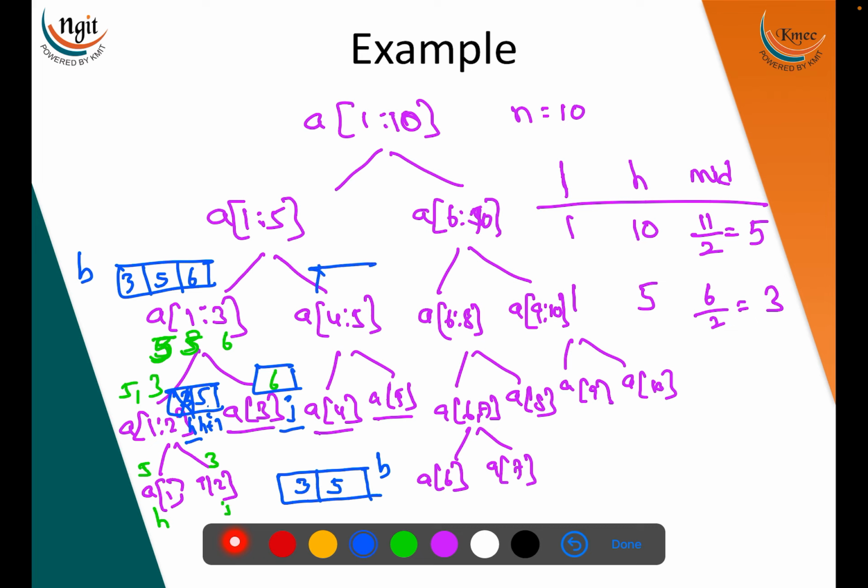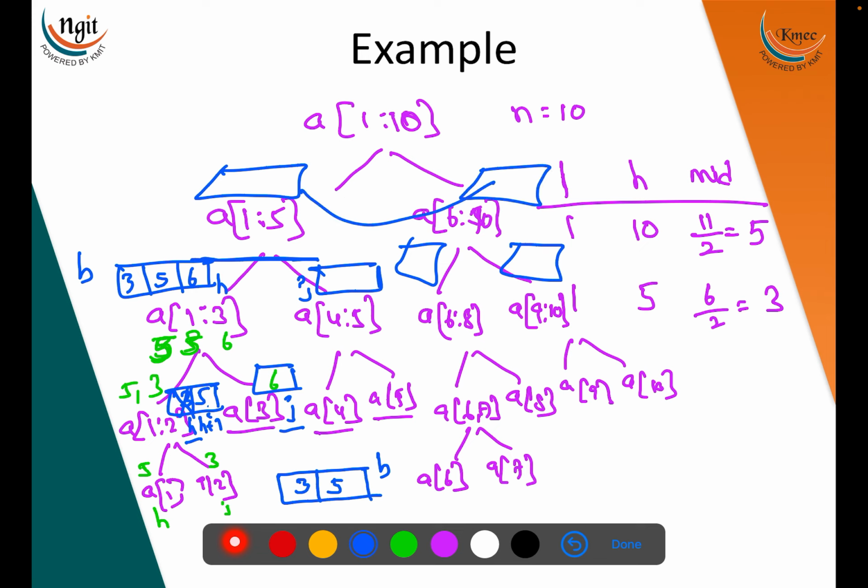Likewise, you will get one sublist here, and likewise another sublist. Now again the comparison starts between the H and J index, these two, and you will get the final solution. You will get one solution. Now we will combine this solution. So this is what merge sort is.